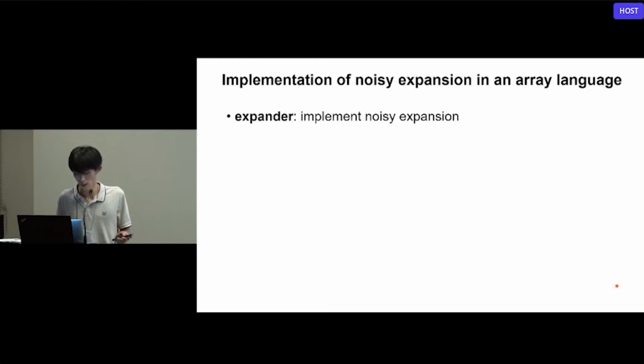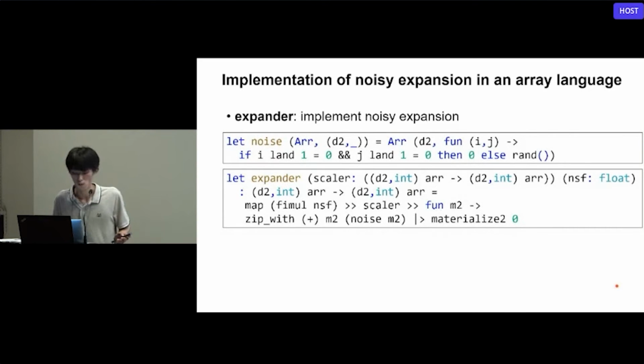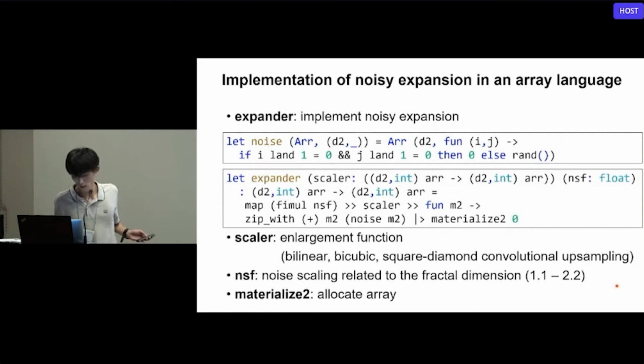After we define the array form, we implement the expander, the function that implements noisy expansion. The function expander receives three elements. The first is scalar. A scalar is an element function, such as bilinear, bicubic, square diamond, convolutional, or something. And NSF is a number whose type is float, that is a noise scaling related to the fractal dimension. For images, it should be in a range from around 1.1 through 2.2.